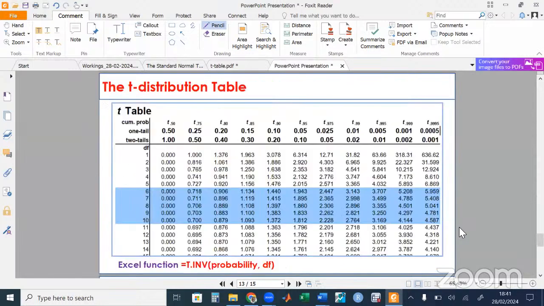So these are the functions. For example, if you want to determine the critical value from the T distribution table, rather than just going through this table, go to Excel and use the function equals T.INV. That will give you the T values that you are seeing in this table. And for Excel, you can do it for any sample size. That's the thing. So I will expect you to try out that one. Let me give you just a moment as I open my Excel.